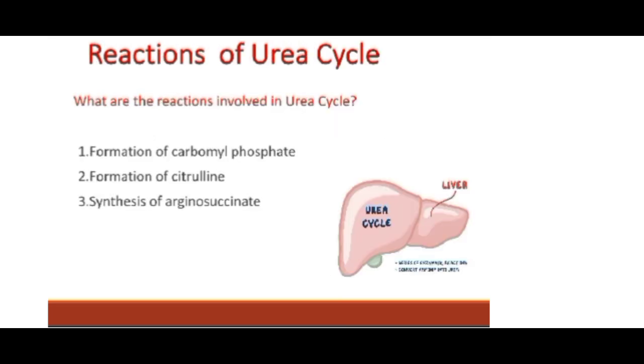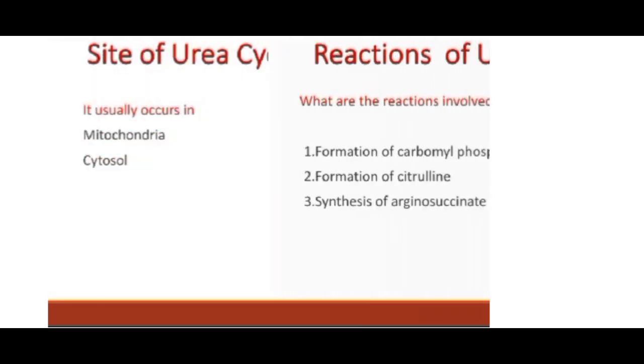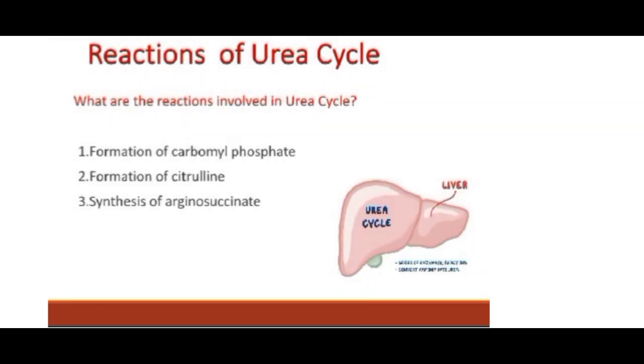Now, the reactions of the urea cycle. The first reaction is the formation of a compound named carbamyl phosphate. Then we have the formation of citrulline, and then the formation of arginosuccinate. So there are three steps: formation of carbamyl phosphate, formation of citrulline, and synthesis of arginosuccinate. The first two steps occur in the mitochondria of the liver cells because their enzymes are present in the mitochondria, while the synthesis of arginosuccinate occurs in the cytosol of the liver cells.